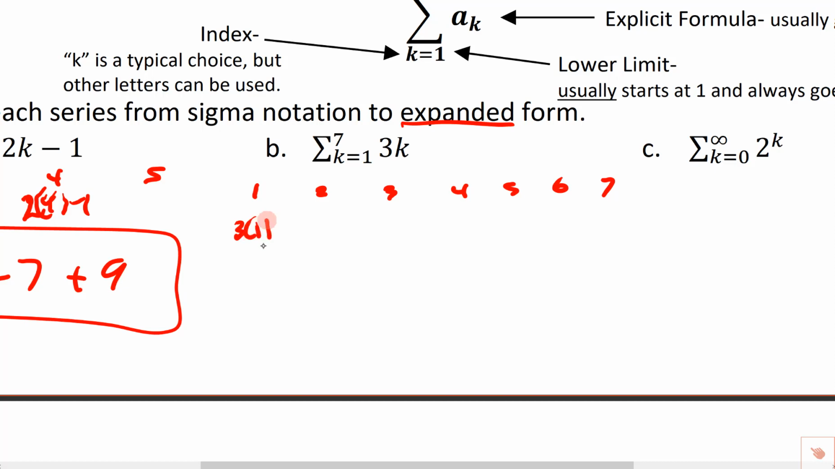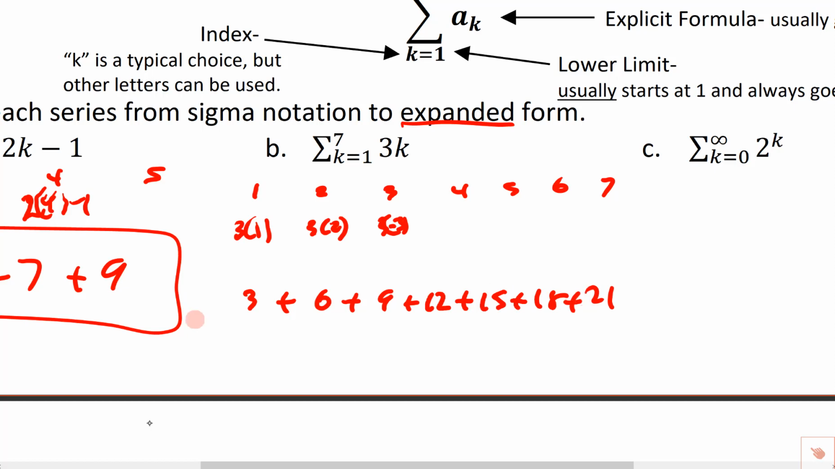This is going to be 3 times 1. First one's going to be a 3. 3 times 2. Next one's going to be a 6. 3 times 3. Next one's going to be a 9. It's just going to keep going by that. And because they're all positive, I'm going to stop when I get to, whoops, I'm dyslexic here, 21. So this is going to be 12, 15, 18, and 21. It's finite because we stop once we get to 7.